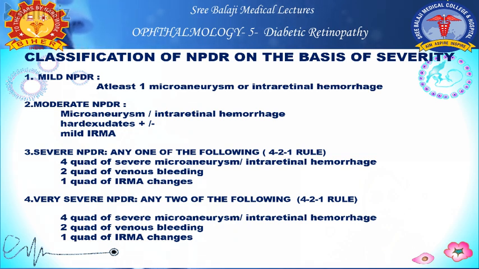In very severe NPDR, the same rule applies, but here any 2 of the following should be present. So 4 quadrants of severe microaneurysm or intraretinal hemorrhage, 2 quadrants of venous bleeding, or 1 quadrant of IRMA changes can be present.